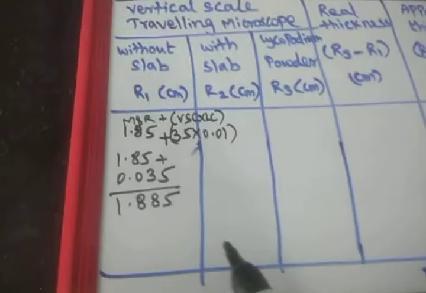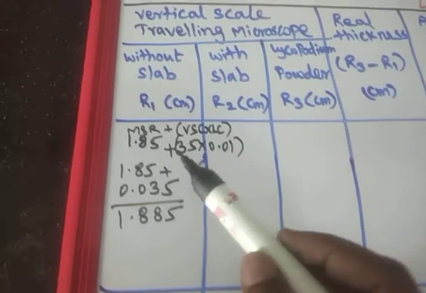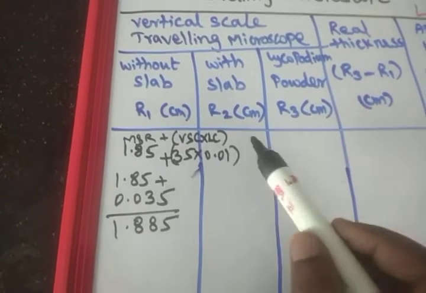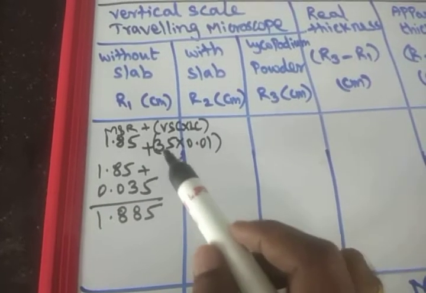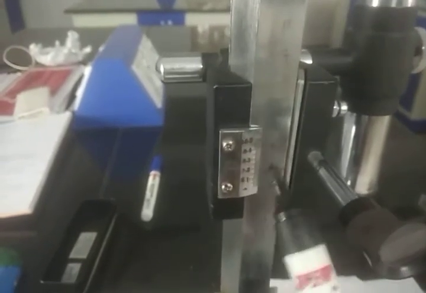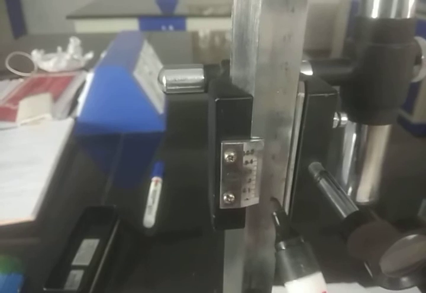Okay. So sorry students. Again I will show you. MSR plus VSC into least count. So 1.85 plus 35 is the vernier scale reading. So I will show you which is the vernier 0. This arrow mark exactly coincides with some division here. That is 1.85. Then I will see the readings one by one here. The 35th division exactly coincides with this one. Don't see this one. After that, the first reading is 1.85.